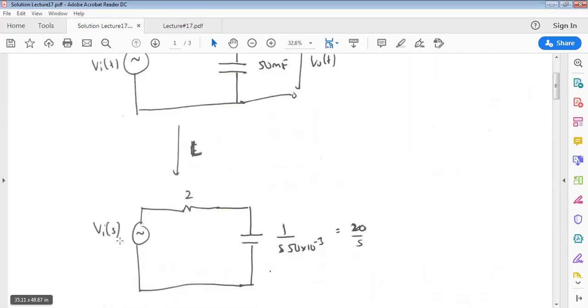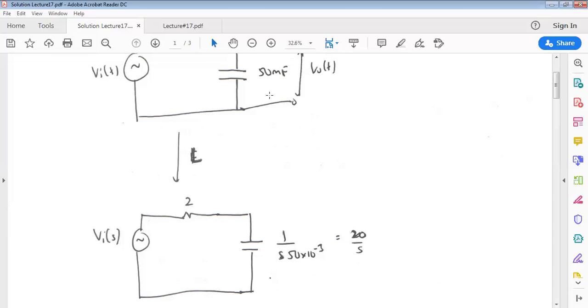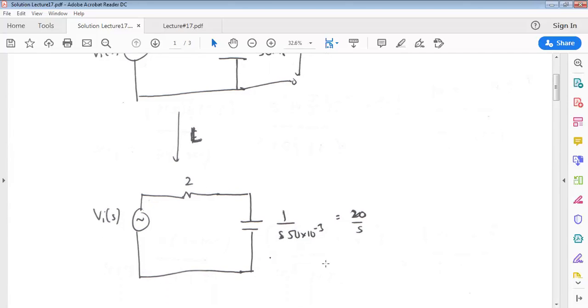We have VIS, the transformation of the input voltage. The resistor 2 ohm will be 2 ohm; there's no change in the resistor value. Whereas for the capacitor of 50 microfarad in the time domain, in the frequency domain it will be 1 over SC, and that will give us 20 over S as the capacitor in the S domain. So that is the circuit transformed into the S domain.